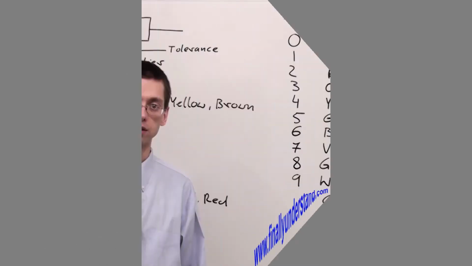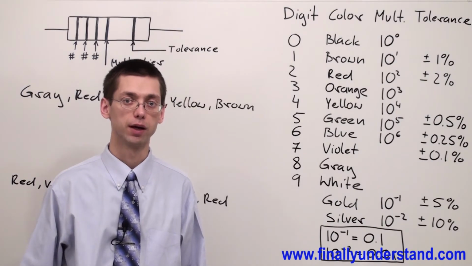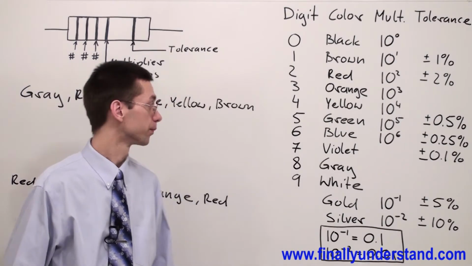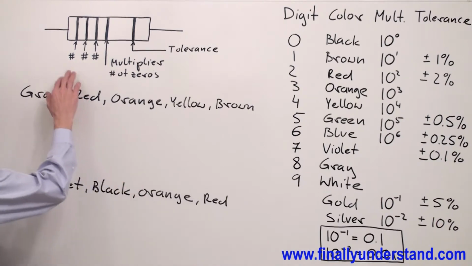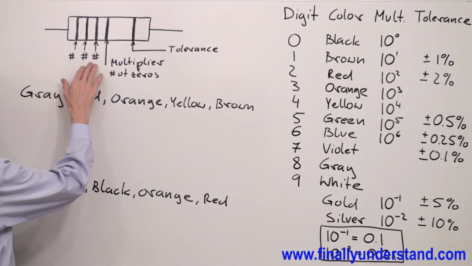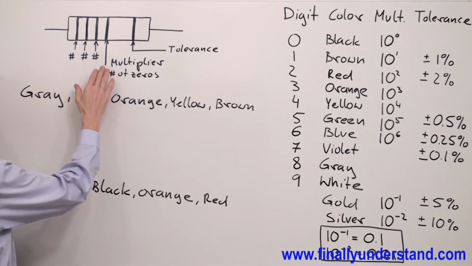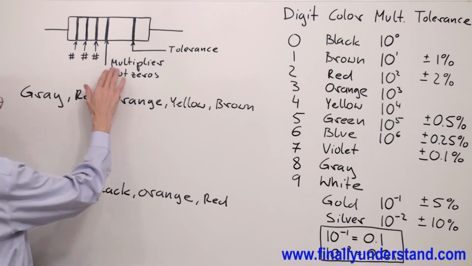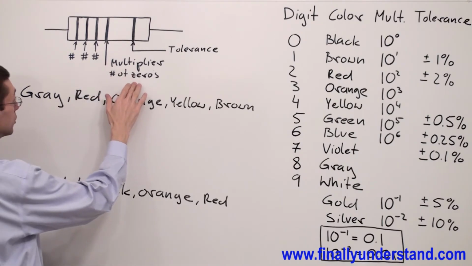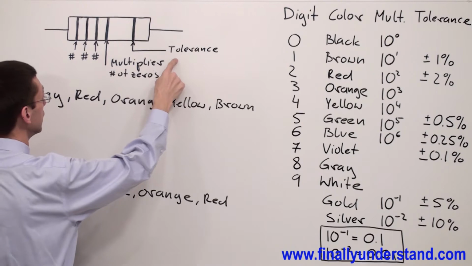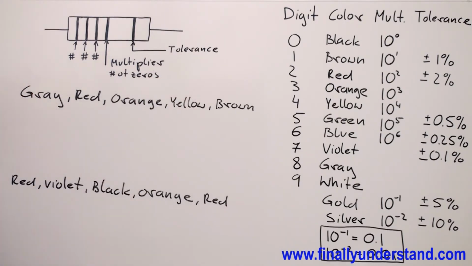This time, we are going to determine the value of the resistance from the 5-band color code. First 3 bands represent the digits. The 4th one represents the multiplier or number of zeros, and the 5th one represents the tolerance. So let's take a look at what we are going to have over here.